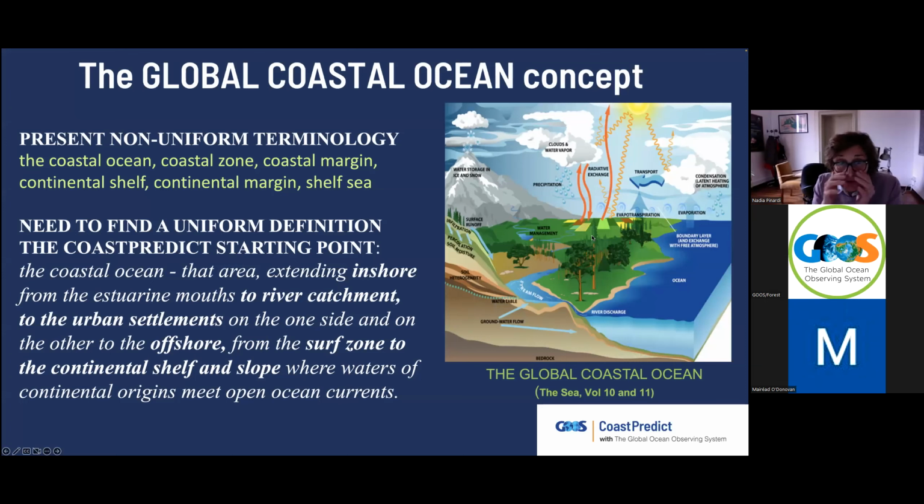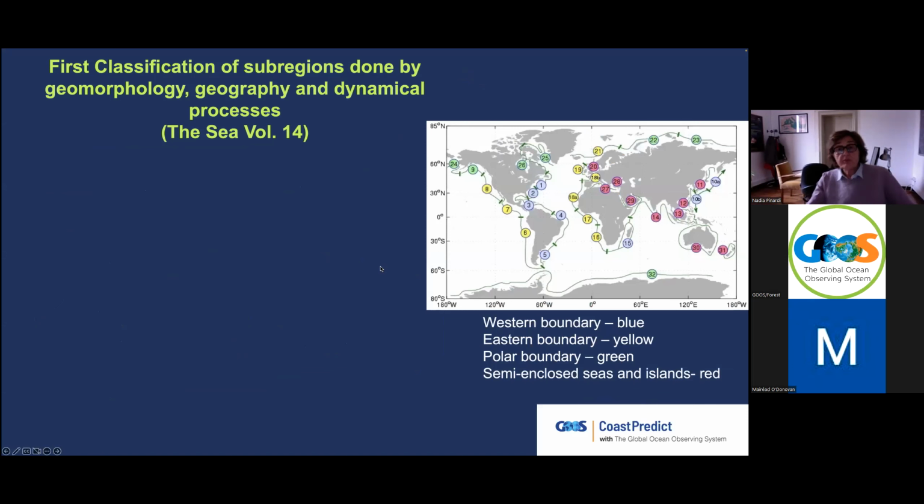So at present we are still in non-uniform terminology: coastal margin, coastal zone, continental shelf, continental margin, and so on. And we need to find a uniform definition, because through this definition we will be able to better design the solution to the problem, which really lies in this transition zone, which should include urban settlements and that connects the coastal ocean to the offshore, to the shelf slope. We know how many systems in the ocean, such as western boundary currents, are fundamental to what happens to the coast. Okay, so we have a big job here to do.